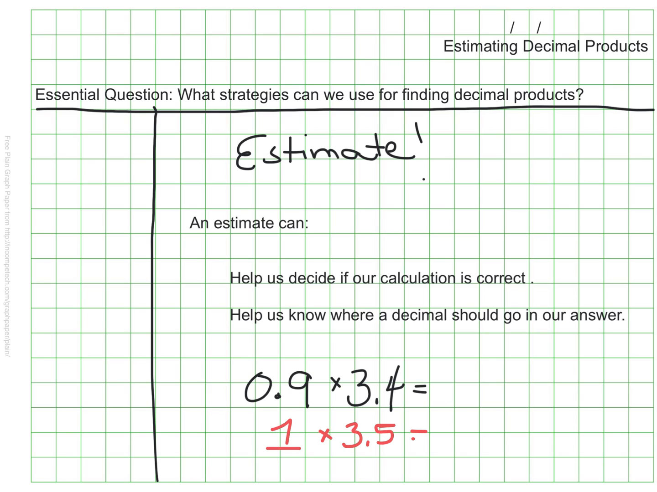Of course, without even knowing an algorithm for multiplying decimals, I know a good estimate here would be 3 1/2, because any number times 1 is still the same number. So that's my estimate for 9/10 times 3 4/10. Let's just do a few more of these.